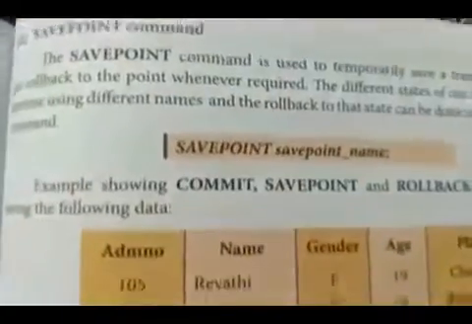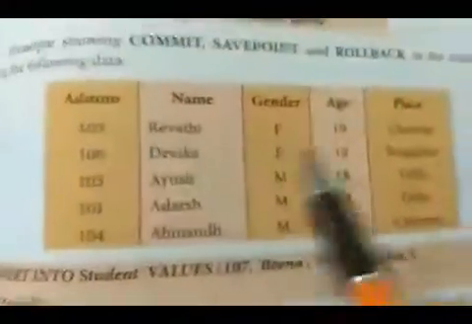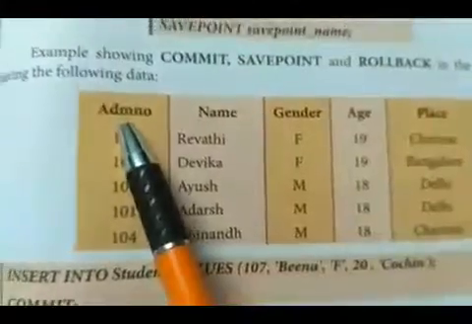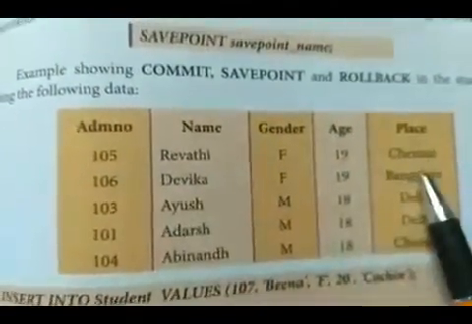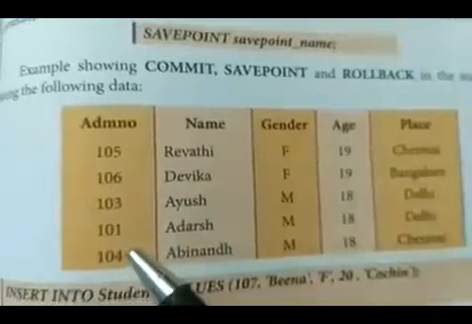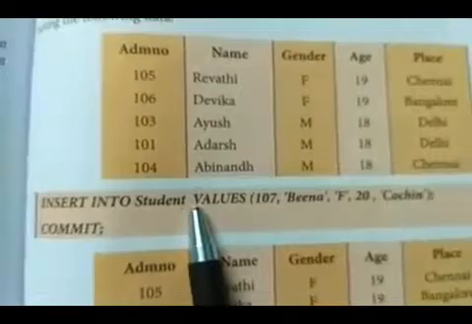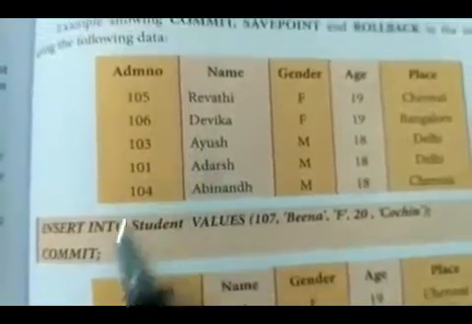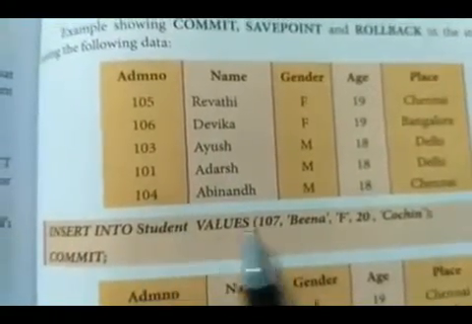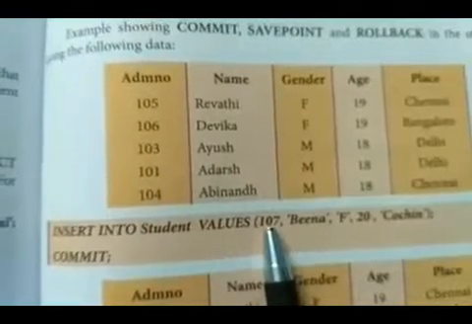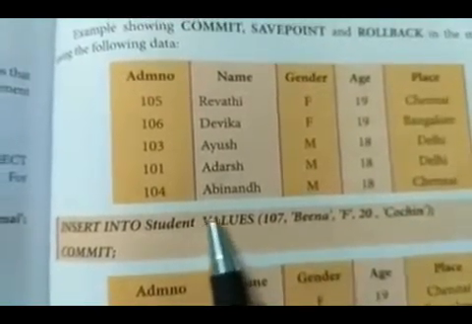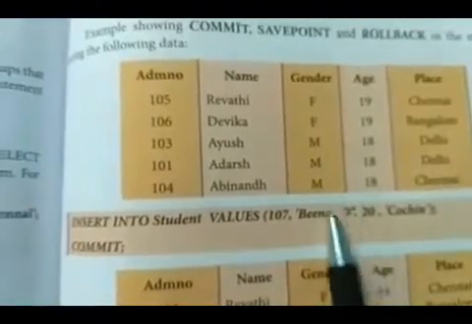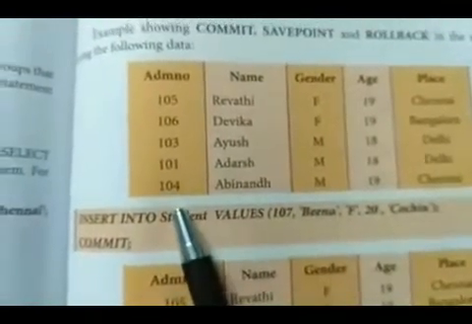So here, first, this is a table having admission number, name, gender, age, place. 5 columns are there with 5 records. So what is the command they had given? Insert into student. This table name is student. So insert into student values 107, Beena, female, 20, Cochin. So this one record got inserted into the student table.